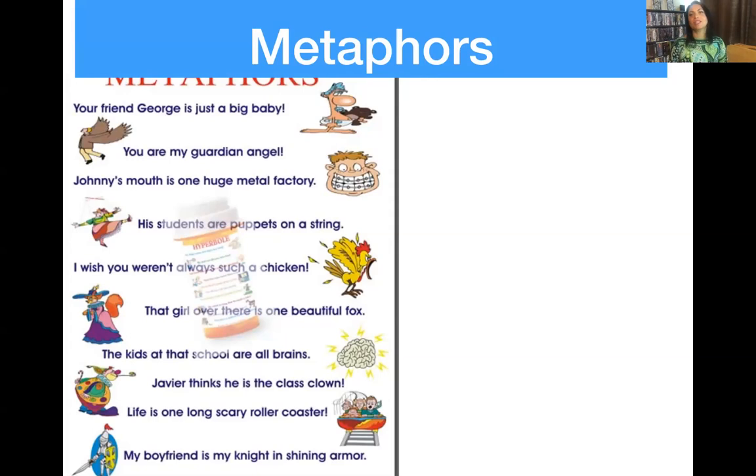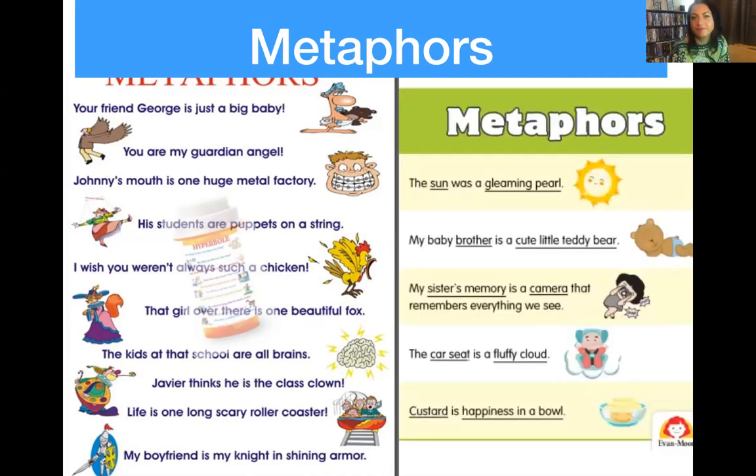Your friend George is a big baby. He's such a baby. You're my guardian angel. That girl over there is one beautiful fox. She's not really a fox. And it wouldn't say that girl over there looks like a beautiful fox or is like a beautiful fox. She is one beautiful fox. And there again, life is one long roller coaster. The sun was a gleaming pearl. My sister's memory is a camera that remembers everything. You could also say my sister's memory is a camera. And then you would think, huh, I wonder what that means.